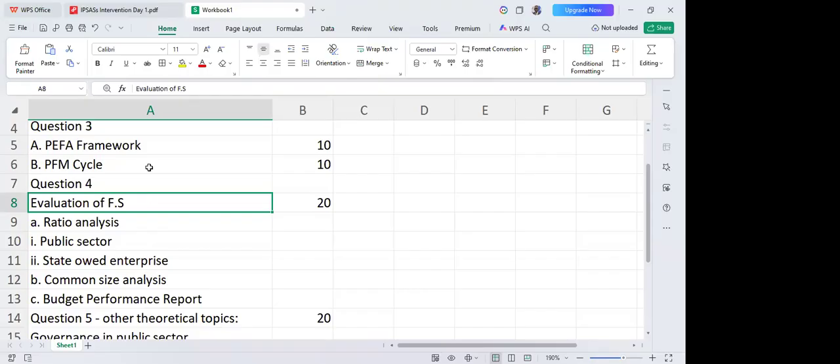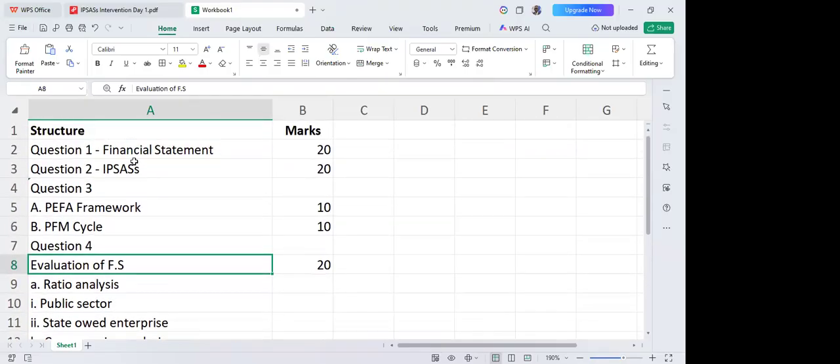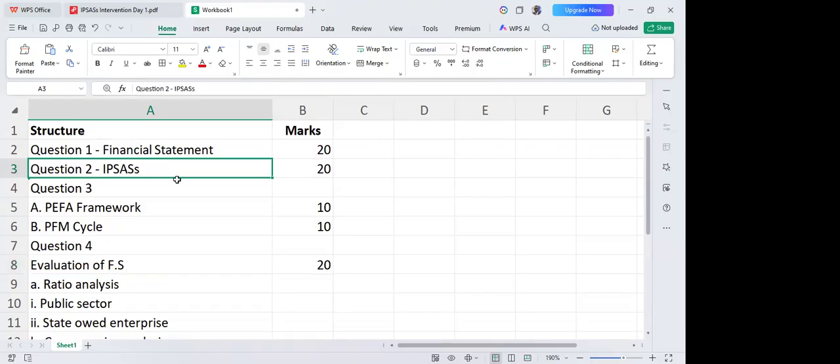Then from there, you go to question 2 on the IPSAS. You know, we have a vast IPSAS. We don't know the one the examiner will test each diet. We can only look at trends and analysis and propose some. But the IPSAS are broad.